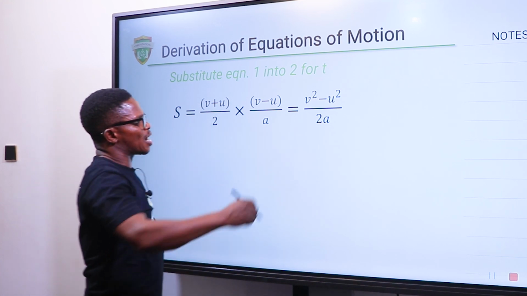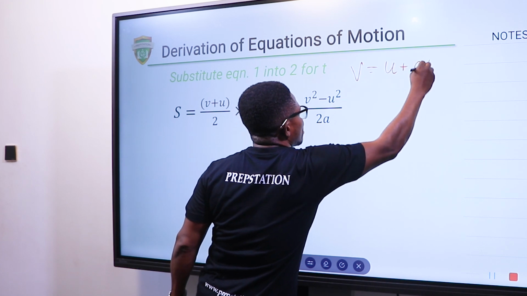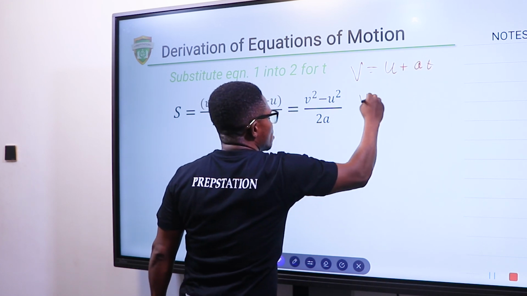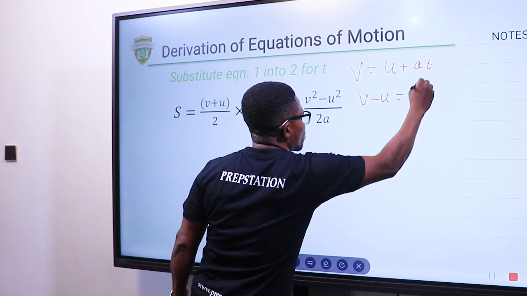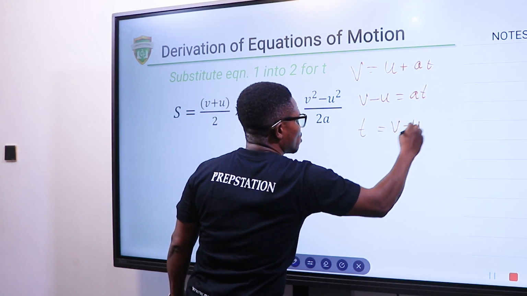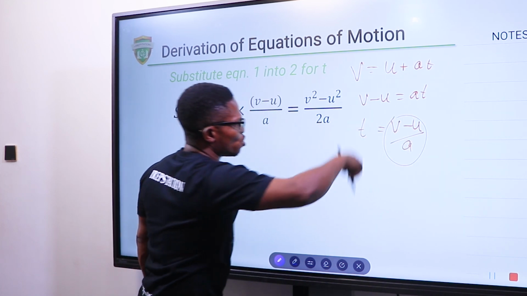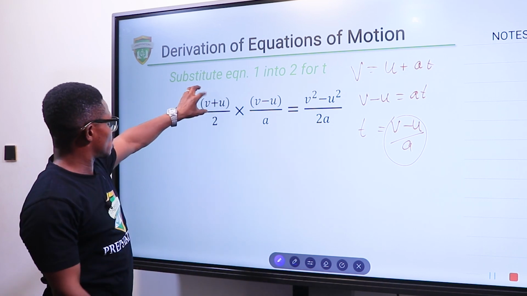Let me quickly show you that. Remember, equation 1 says V equals U plus AT. So V minus U is equal to AT. If you make T the subject of the formula, that will be V minus U over A. So wherever I see T, I'm going to substitute V minus U over A. That is what I've done here.